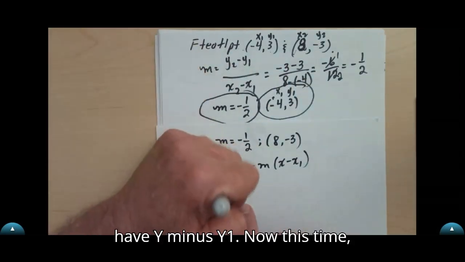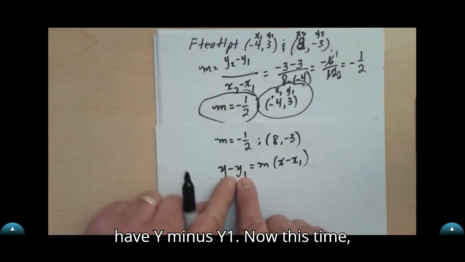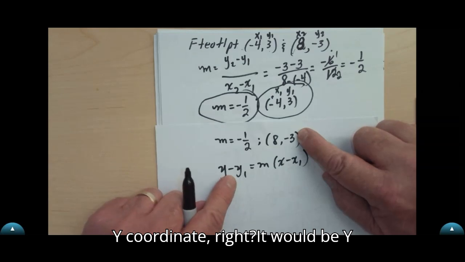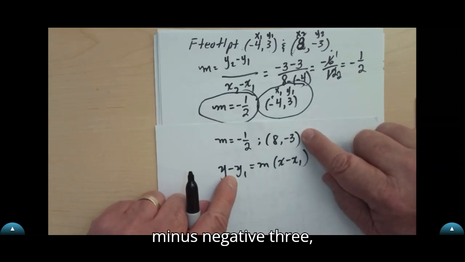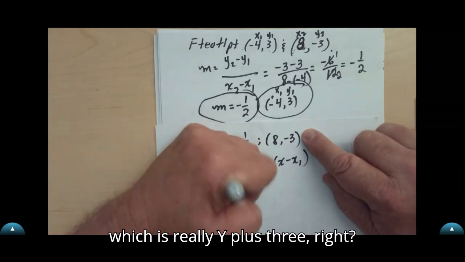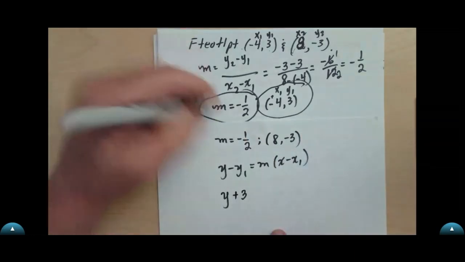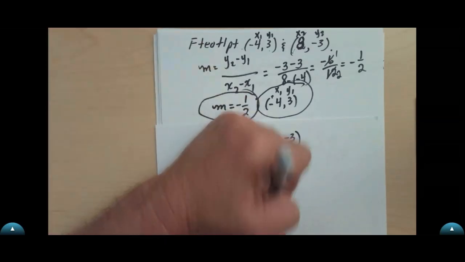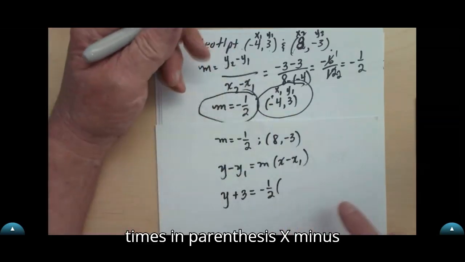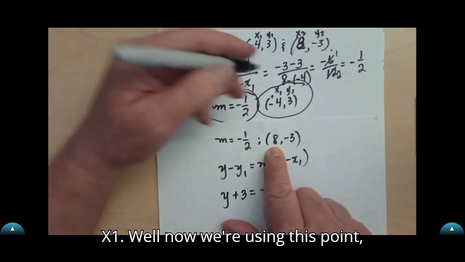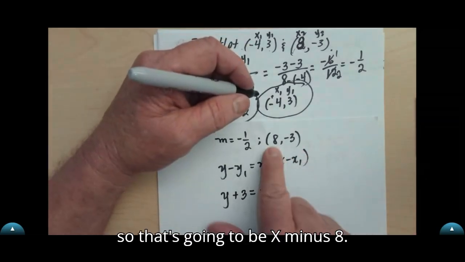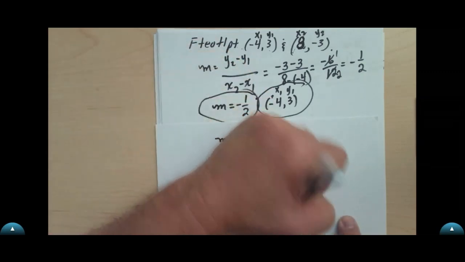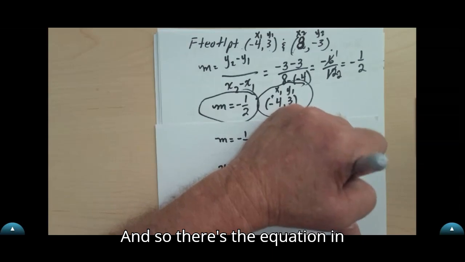If I do that, I'm going to have y minus y1. Now this time you got to watch your sign because of that y coordinate, right? It would be y minus -3, which is really y plus 3, right? And that's equal to m, which again is -1/2, times in parentheses x minus x1. Well, now we're using this point, so that's going to be x minus 8. And so there's the equation in point slope form.